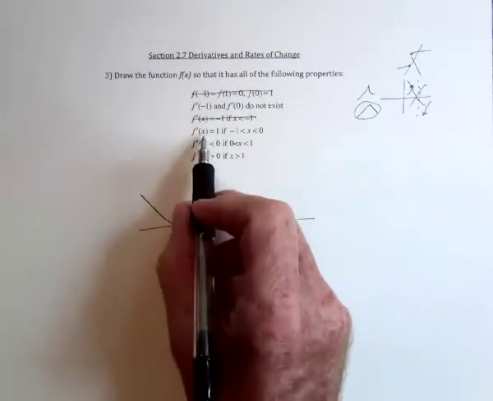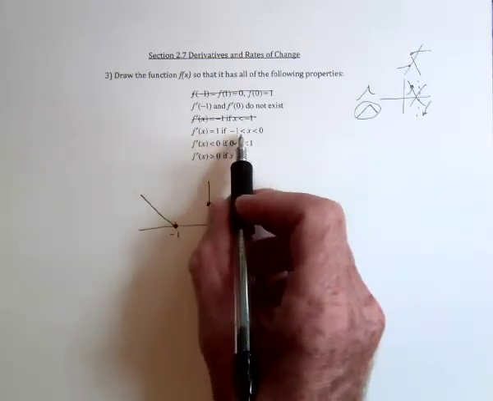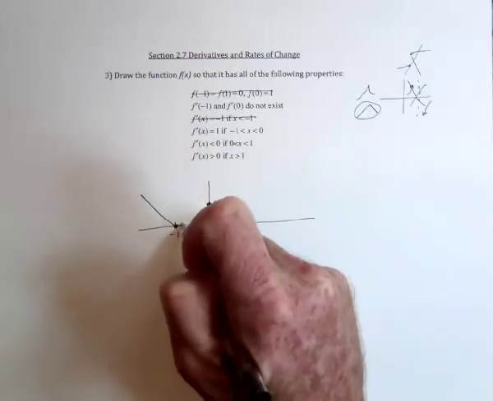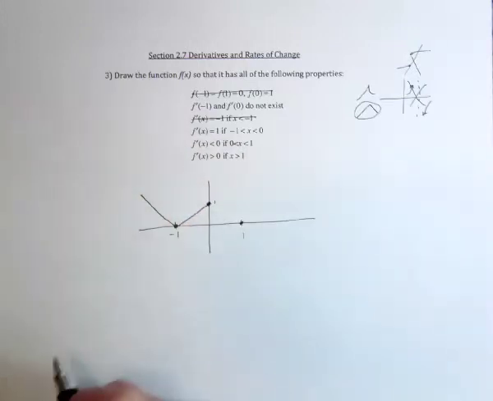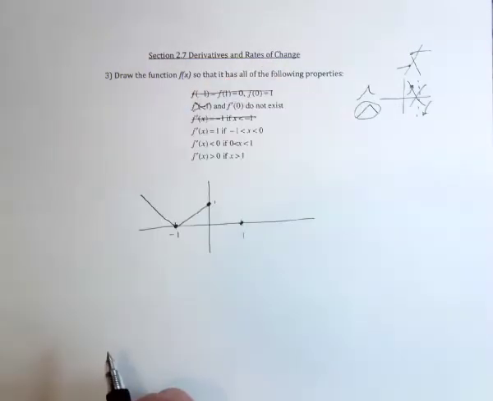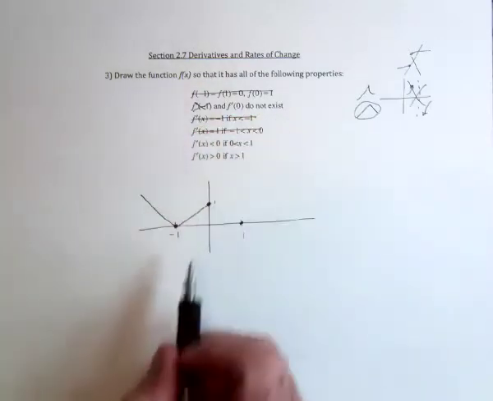But let me go on one more, and it says the slope is 1 when x is between -1 and 0. So that means that it would be a line with a slope of 1, like that. So now I have this part done. That's a corner. And I've got this part done.